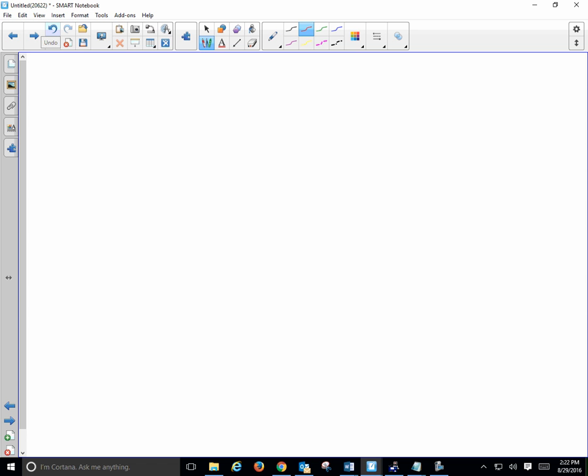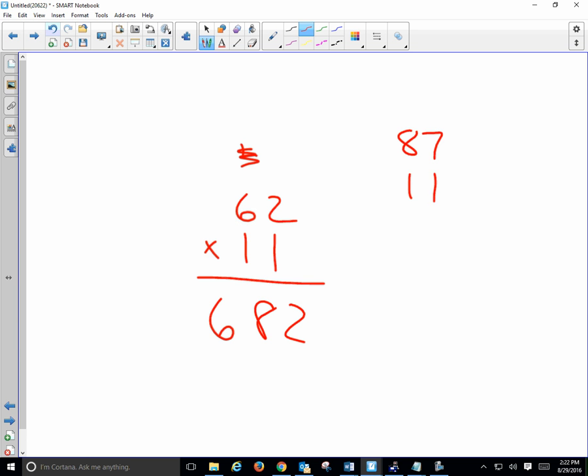How about 62 times 11? Put the 6 here, put the 2 there, add them together. We'll try a tough one. 87 times 11. Put the 8 here, put the 7 there, add them together. 8 plus 7 is 15. Got to carry the 1. 957. You thought 9s were the only great ones. 11s are great too.